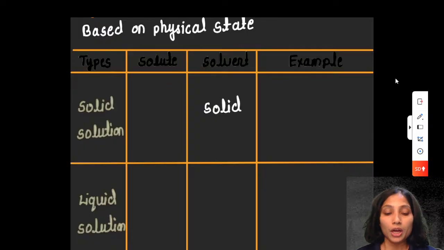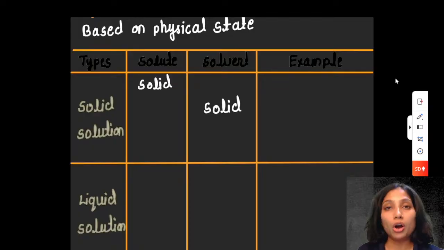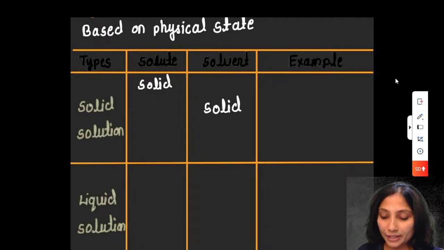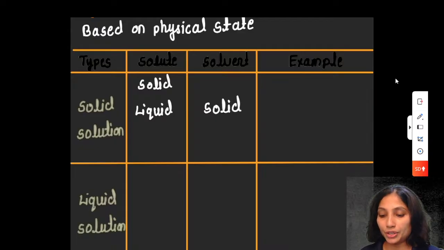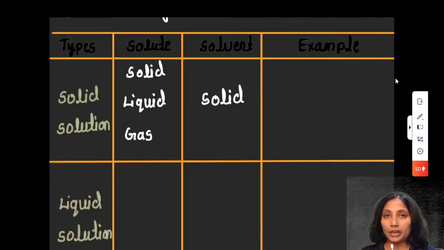Now what about solute? Solute can be in solid state, or solute can be in liquid state, or solute can be in gaseous state also. If we take solid solute and solid solvent, it becomes solid in solid. If we take liquid solute and solid solvent, it becomes liquid in solid. If I take gaseous solute and solid solvent, then it becomes gas in solid. Okay, now let's study examples for all these things.